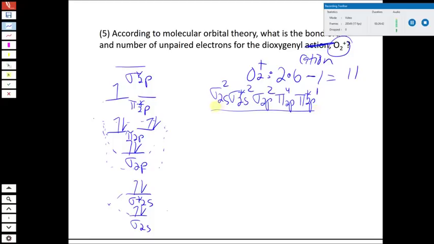Yeah, so you might have a question where it asks you for the electron configuration of this cation, and this is the answer you would then pick, if that was what it was asking. So that is a possibility. The more common ones are going to be dealing with bond order and unpaired electrons like we do here.